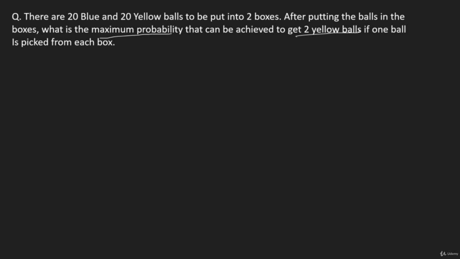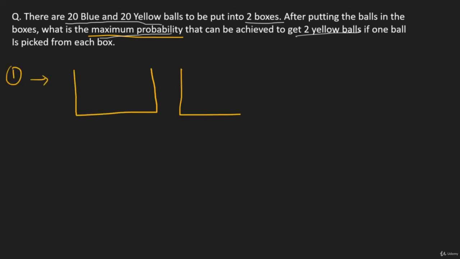Over here, we have the freedom to distribute these 20 plus 20, that's 40 balls in any way we want in two boxes, right? But the criteria is, after doing this distribution, we will be picking one ball each from each box, and we should be getting the maximum probability to get two yellow balls. That's the question. Now, what is one way of distributing these 40 balls? We could have 10 blue and 10 yellow balls in each of these boxes. Suppose we go ahead with this distribution.